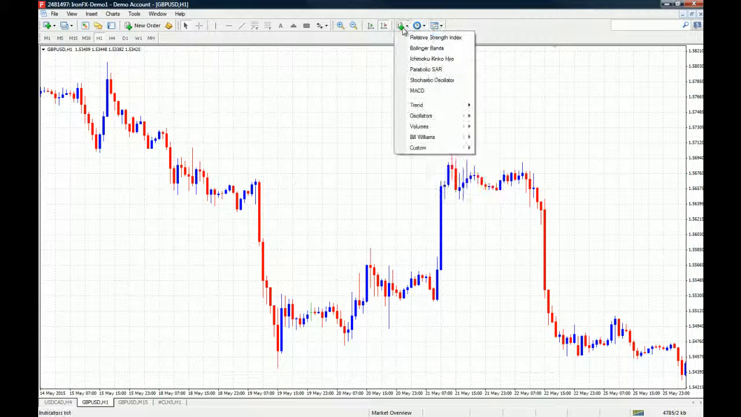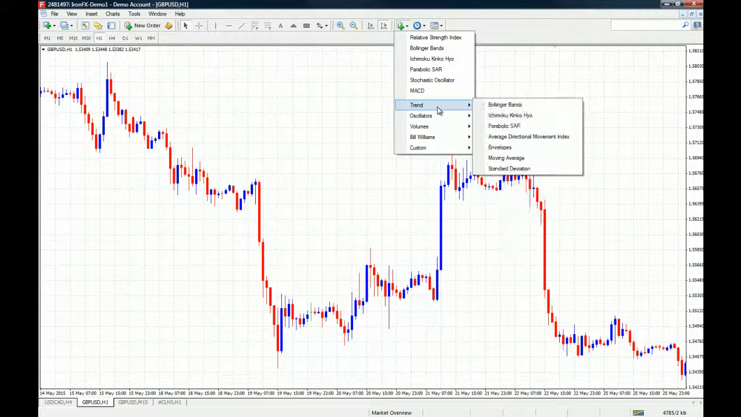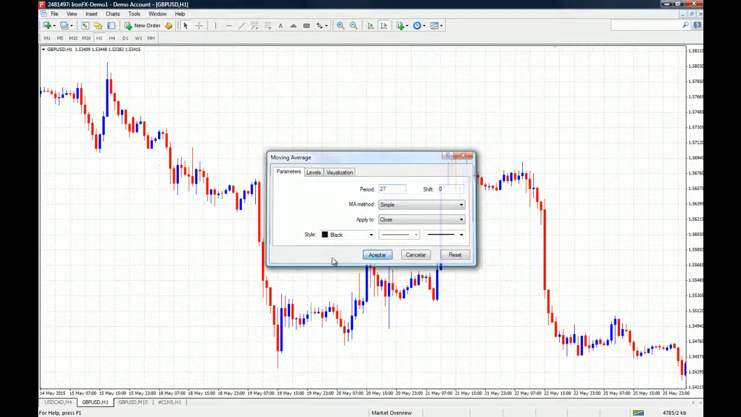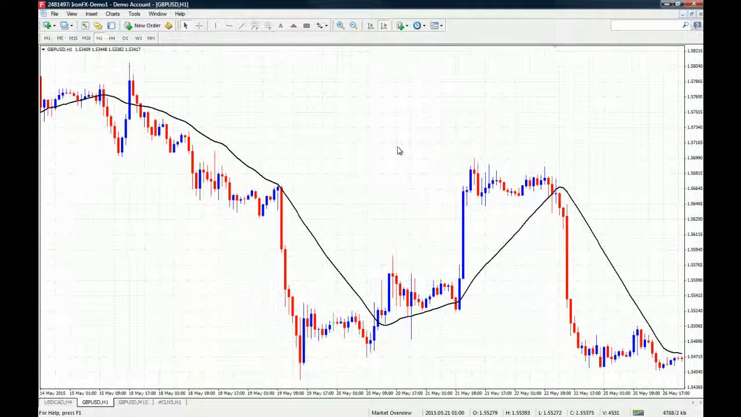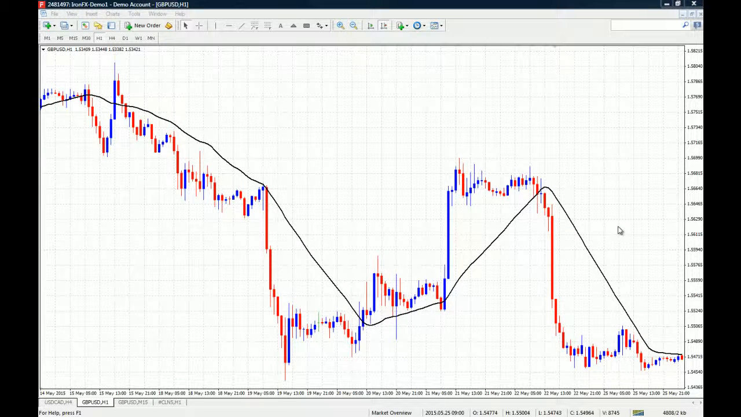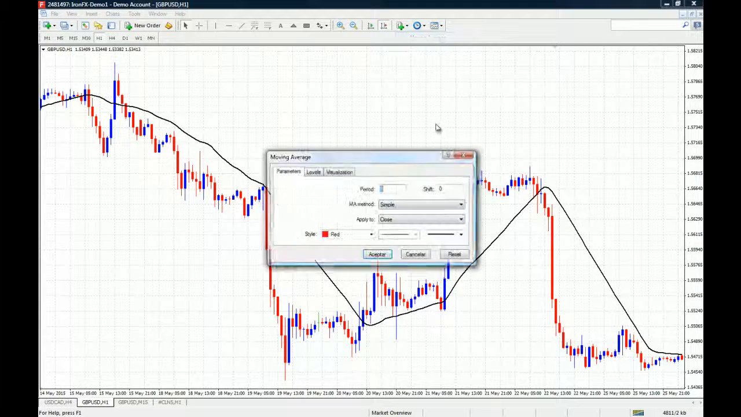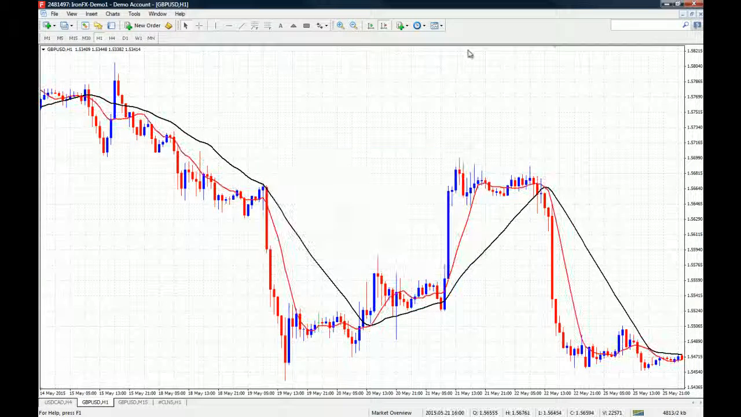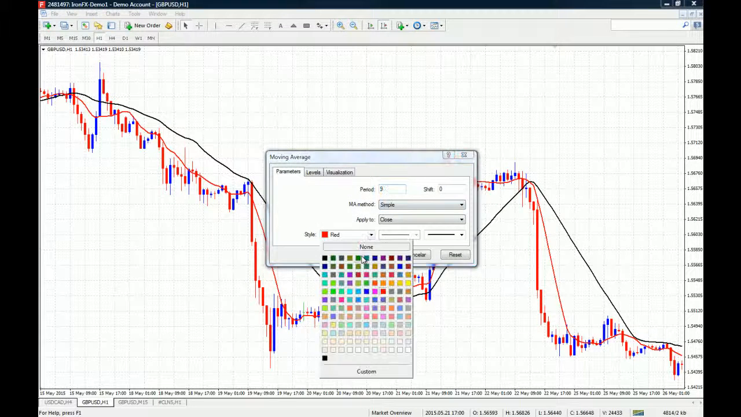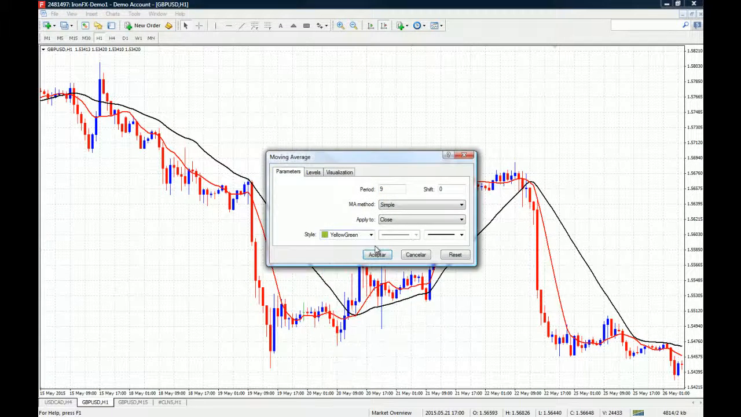So let's add first of all a 27 period moving average. You can see that we have the 27 period moving average right here. And to this chart, we are going to add a second moving average, which is a 9 simple moving average, for us to wait for the crossover. Let's change the color on these moving averages. Let's make it a nice yellow-green.